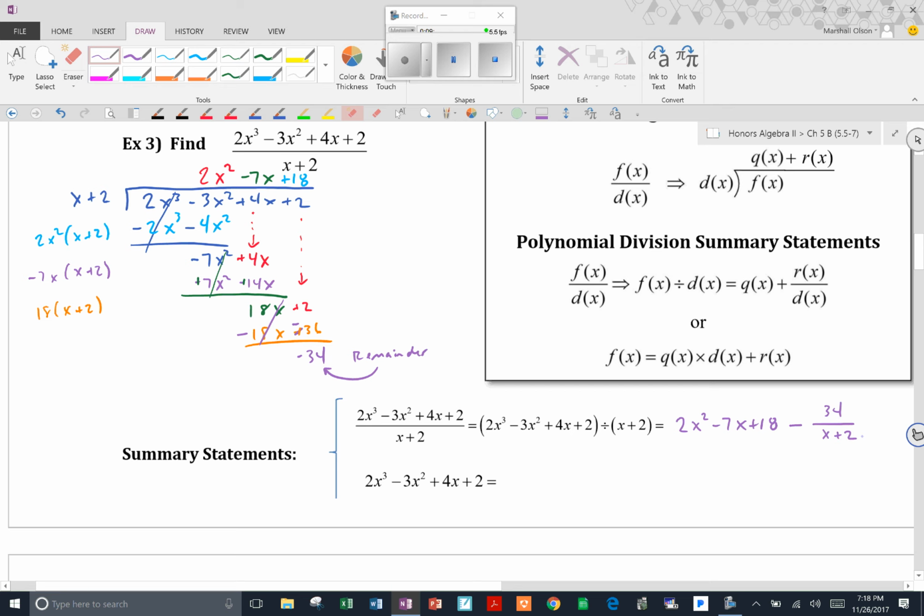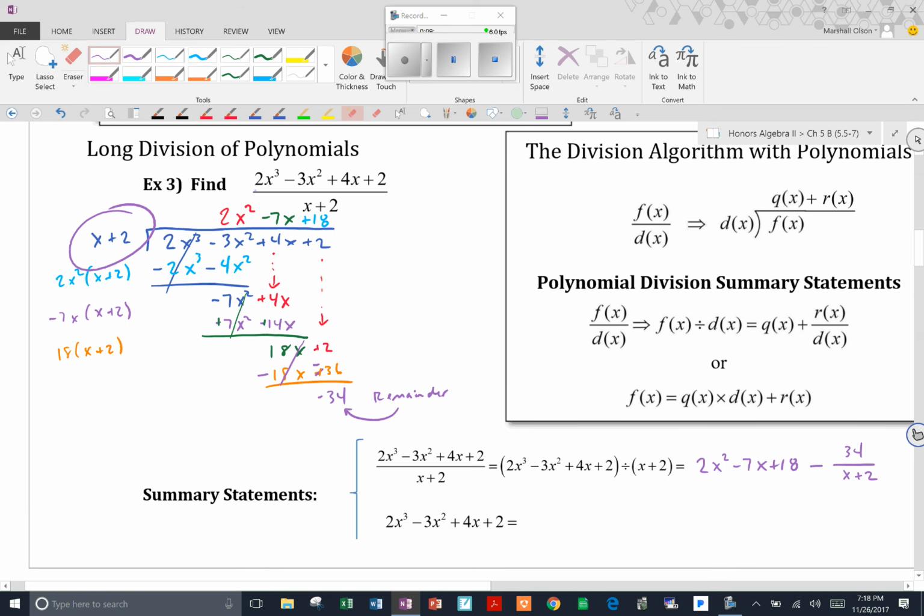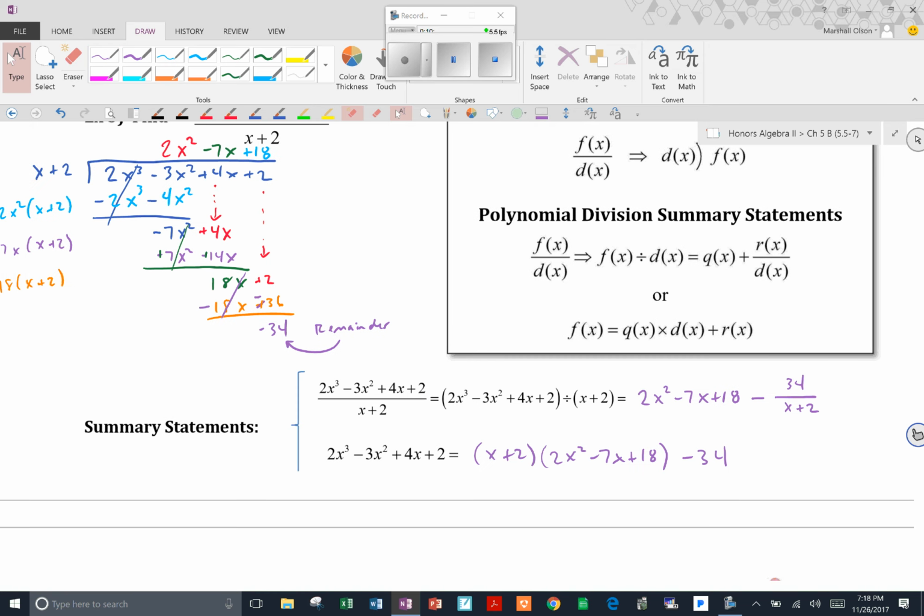That's the divisor. The other summary statement that we could write is that the original function f of x is equal to the product of that guy and that guy plus the remainder. So x plus 2 times 2x squared minus 7x plus 18. But we also have that remainder, so we have to add the remainder. Add negative 34 or minus 34. These are both true summary statements.